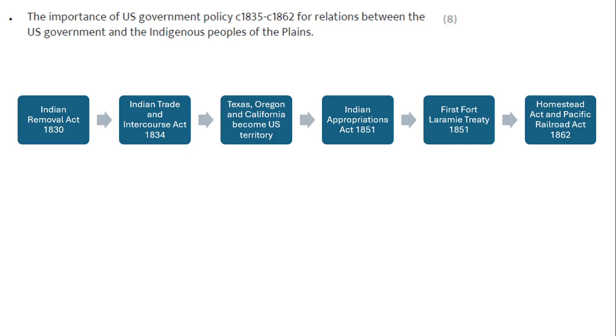So we start with the Indian Removal Act 1830, which is moving indigenous peoples west of the Mississippi River. We then have the Indian Trade and Intercourse Act 1834, which sets up the permanent Indian frontier. Then in the 1840s, Texas, Oregon, and California become US territory, and this makes Indian territory into an obstruction. The permanent Indian frontier is now obsolete.